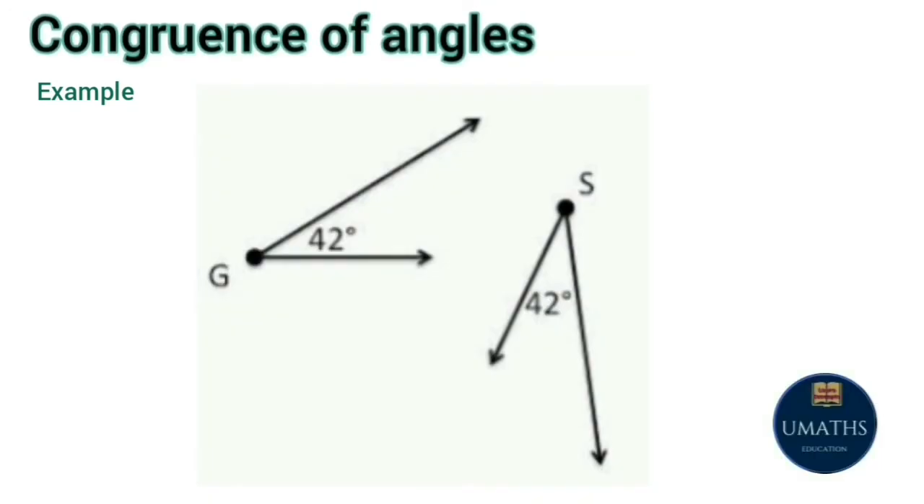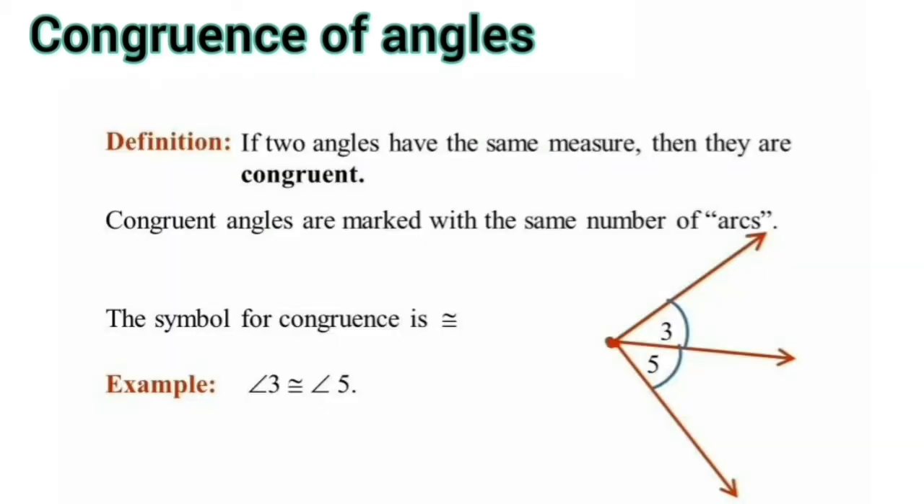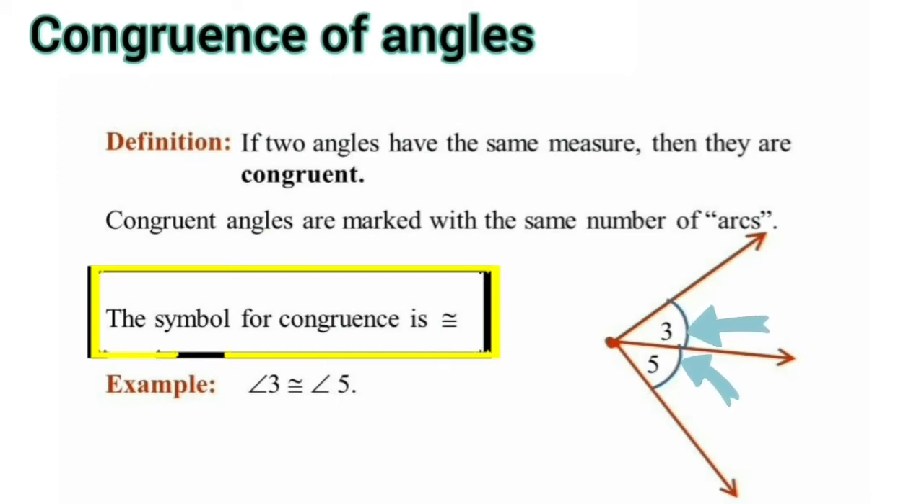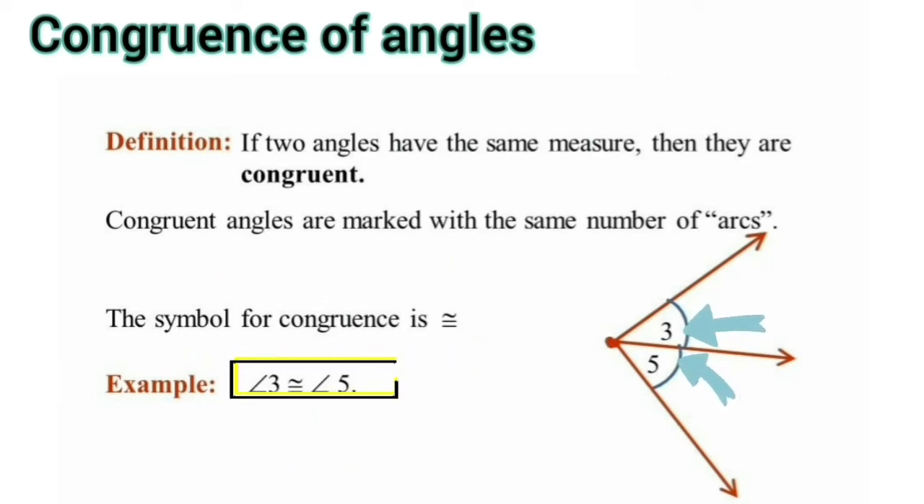Let us understand congruence of angles. If two angles have the same measures, then they are congruent to each other. Congruent angles are marked with the same number of arcs. The symbol for congruence is this. While writing congruent angles in text, we use this symbol. For example, on the screen, angle 3 is congruent to angle phi.